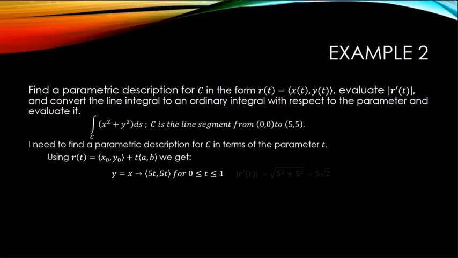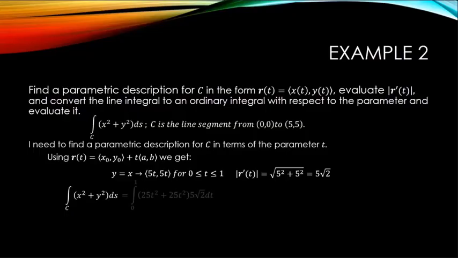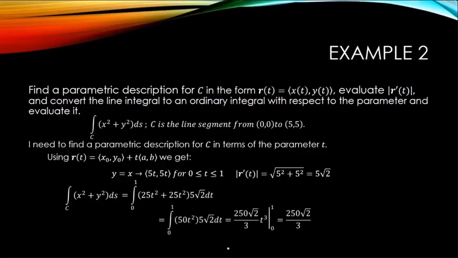My magnitude of r prime of t is given by the square root of 5 squared plus 5 squared, which is equal to 5 times the square root of 2. So my line integral over C of the quantity x squared plus y squared ds becomes the ordinary integral from 0 to 1 of the quantity 25t squared plus 25t squared times 5 times the square root of 2 dt.